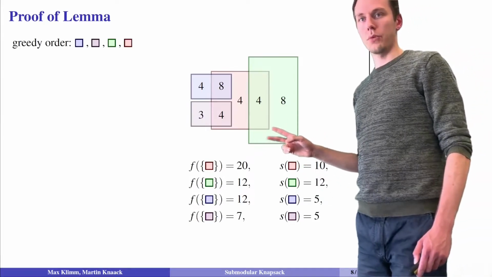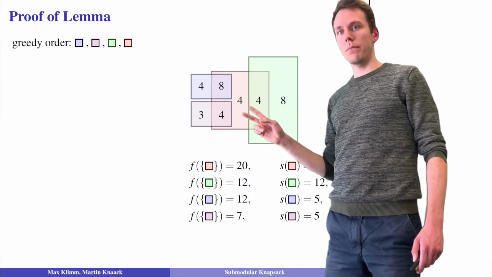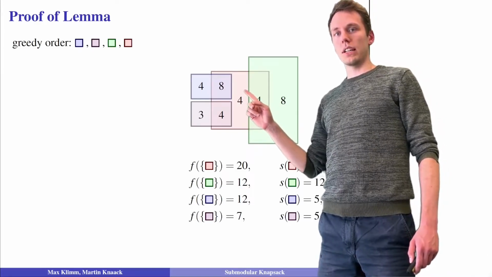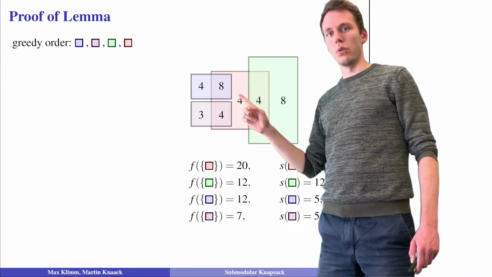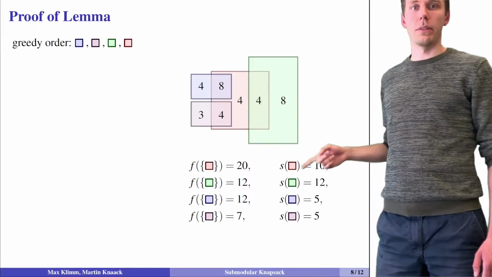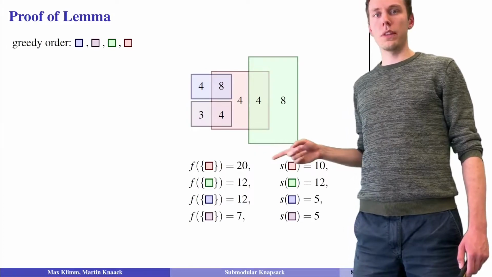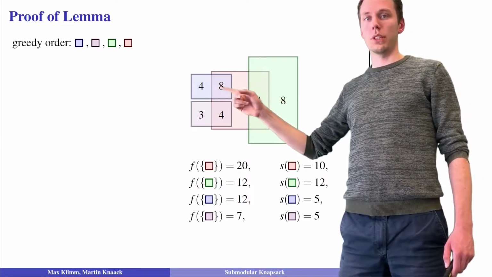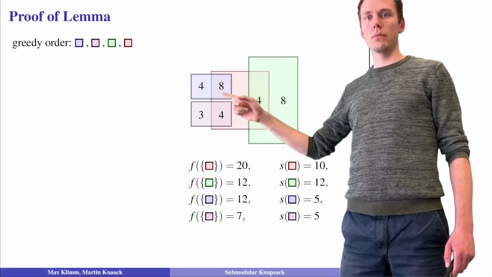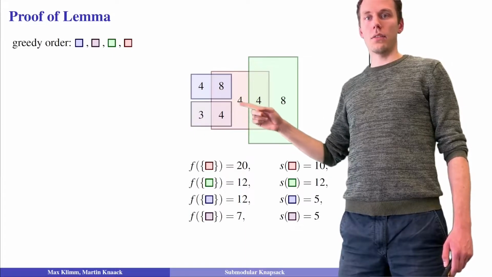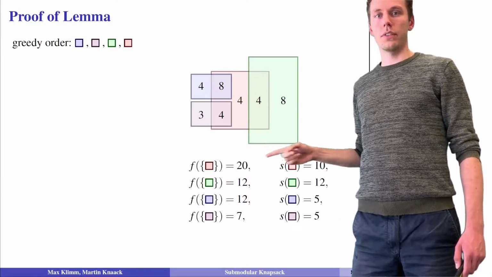First, let's look at the greedy order for the modified greedy algorithm. The modified greedy algorithm starts with the densest item, and this is the blue item with the density of 12 divided by 5. And then the second densest item would be the red item, but the value of the red item is now reduced because we already added the blue item. And then the red item only has a density of 12 divided by 10 left.